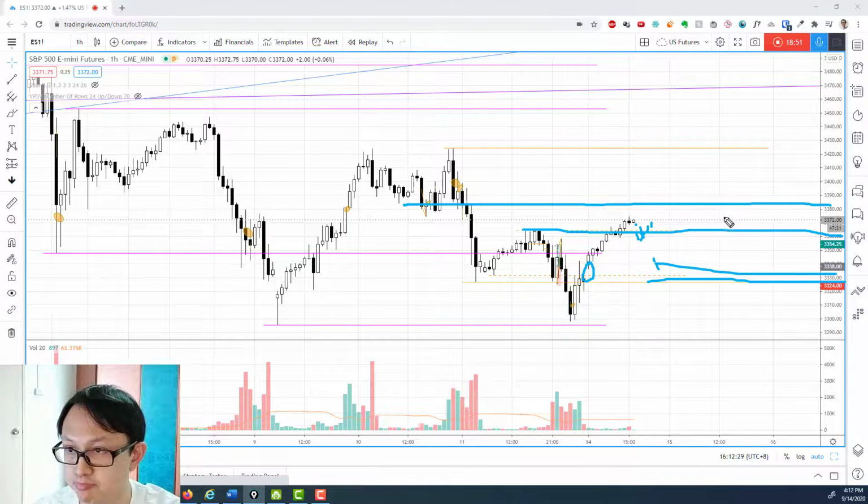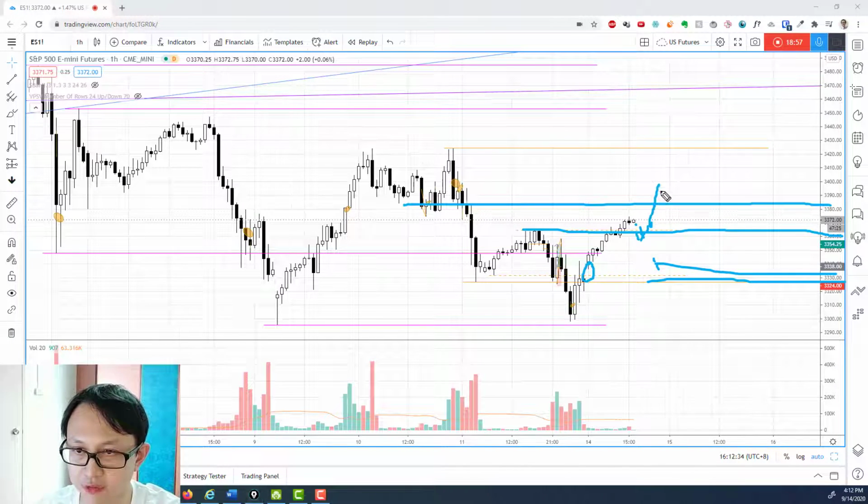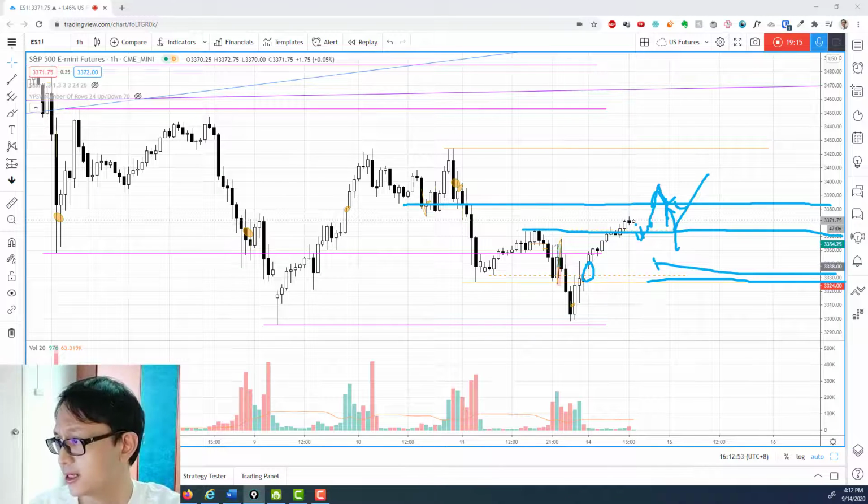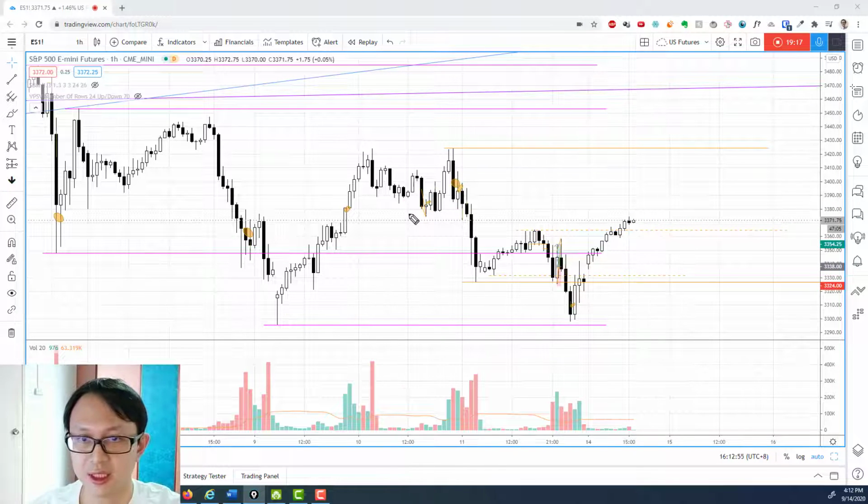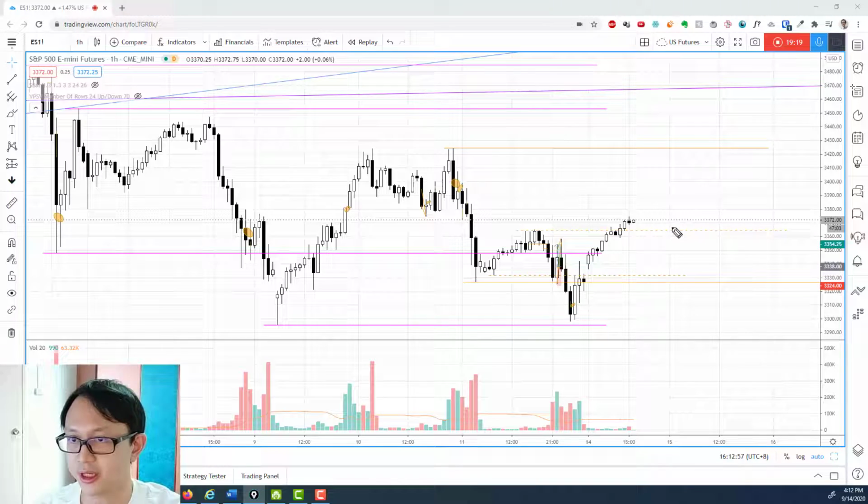Otherwise, I would like to see how price interacts with the resistance level 33.80. If we can see continuation to the upside, pullback, reverse, then I think that could be the long entry as well. Otherwise, similarly, the failure could become another entry, for example, breaking out, failing, getting back in. So that could be the short entry as well. Alright, so let's just see how it will go later.